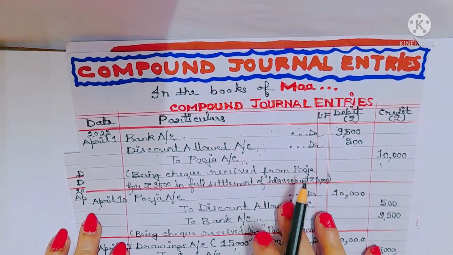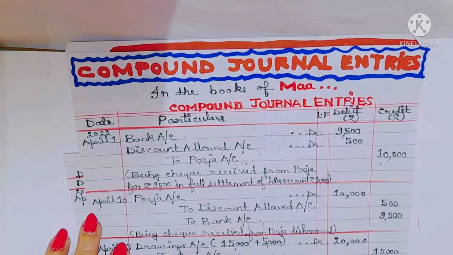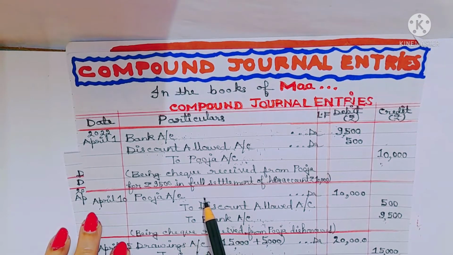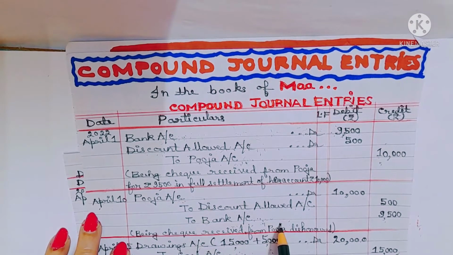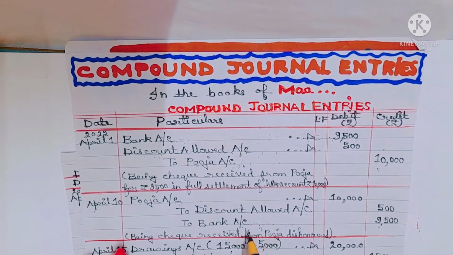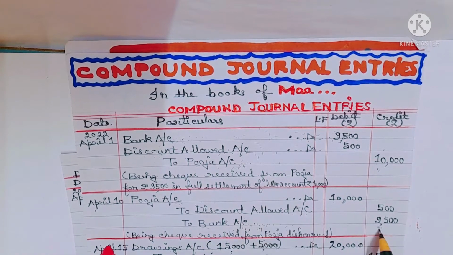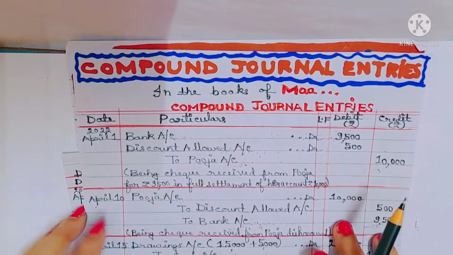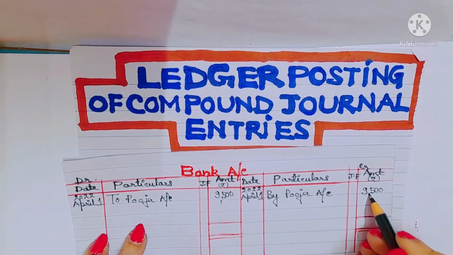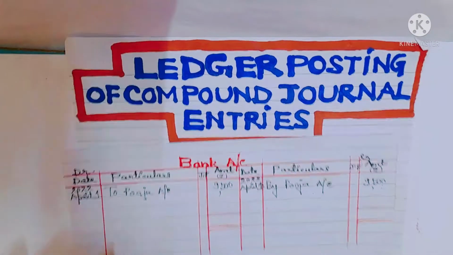Understood? What will be the amount? 9,500 and not 10,000. Why? We are not preparing Puja account right now. We are preparing bank account. So we have to look at the amount of the bank account and not Puja account. Since bank account is on the credit side, Puja account will also be on the credit side. This amount, 9,500. Understood? Let's do it. See, 9,500. Date is 10th April.